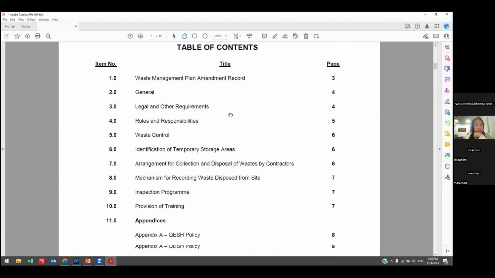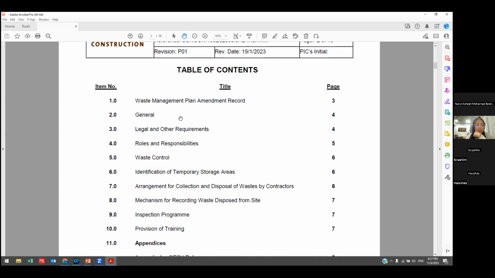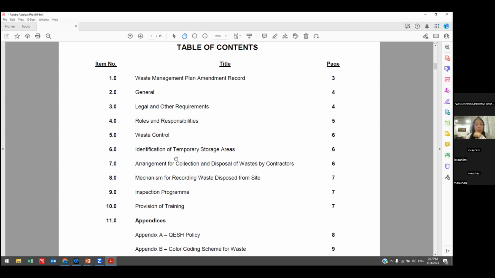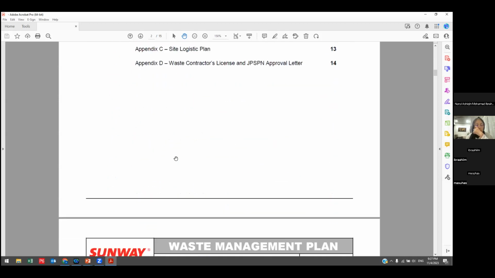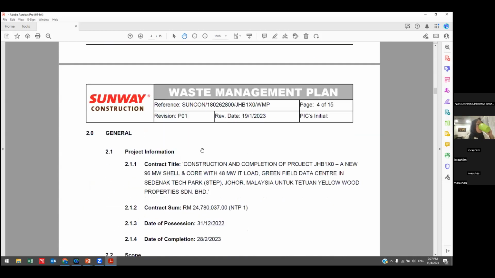This is the table of contents. We have a general section. This WMP is the standard, right, for your runway construction? Yes, it's standard for the runway construction. But however, it's subject to the client. Sometimes we send it and the client has comments, and we need to fulfill the client's needs. Oh, okay, all right.